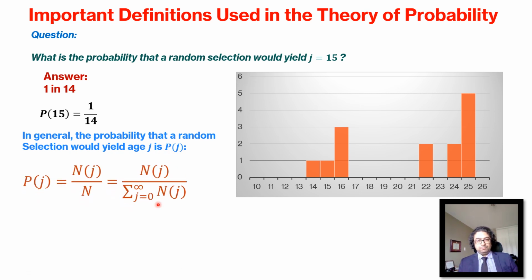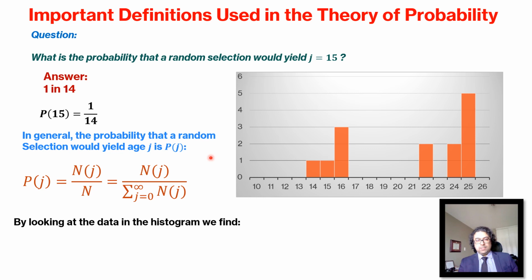Now, in this case, this P of j would be defined as the number of students at that age, j, divided by the total number of students. That's what we did right here. So the probability of finding 15 is the number of students at 15, which is 1, divided by the total number of students, which is 14 here. In other words, I can rewrite this definition of probability in this way: the number of students with the age j over the total number of students in the room.